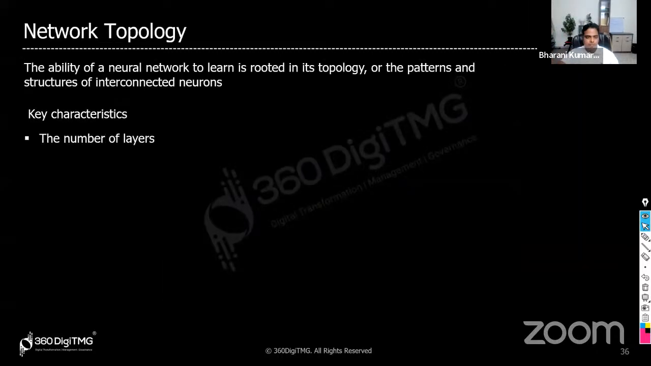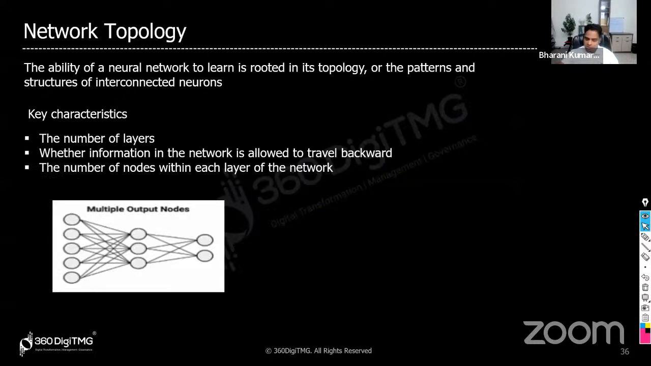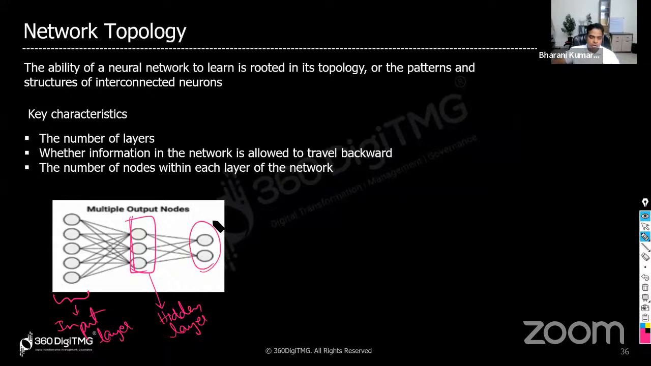Okay. So a few things that we need to understand now. What did we understand? That we will have input layers, input layer rather, in which you'll have a number of neurons. You'll have a hidden layer, and you'll have output layer.